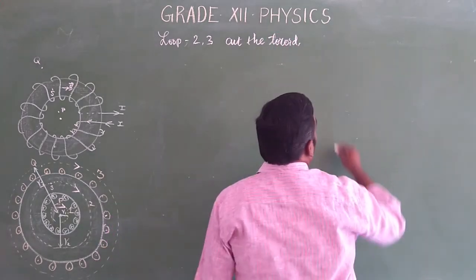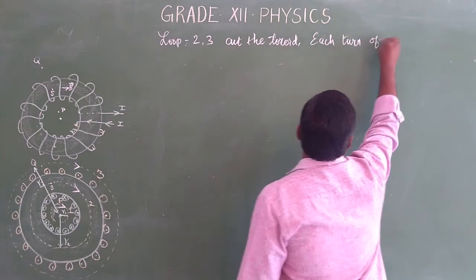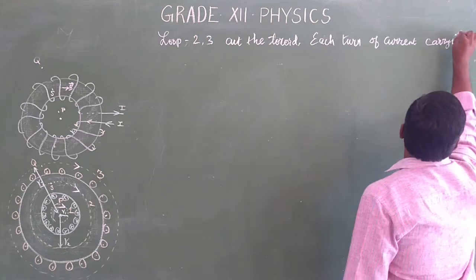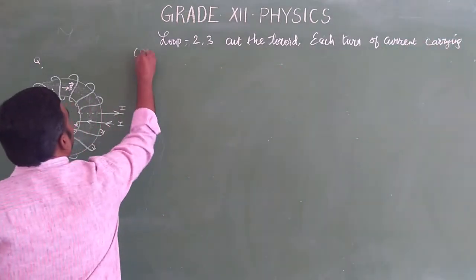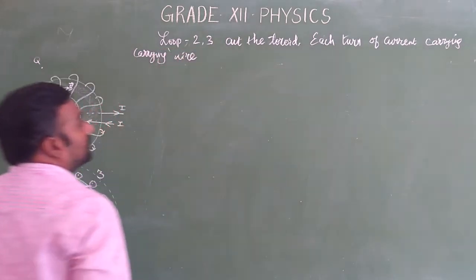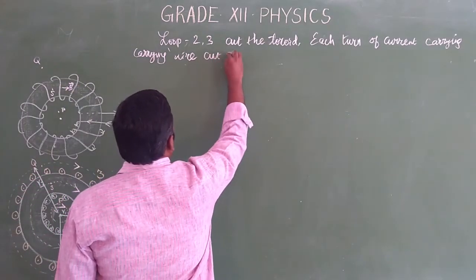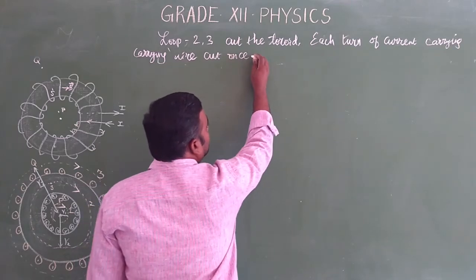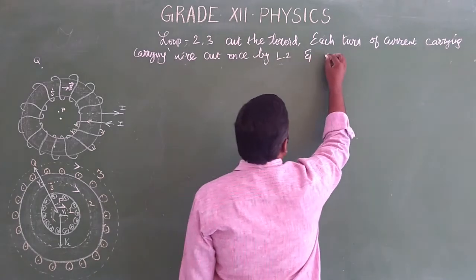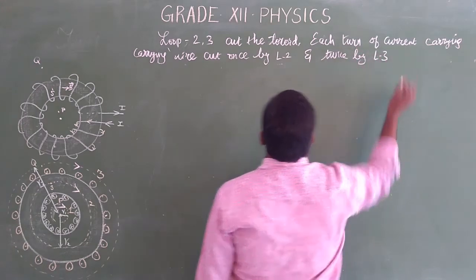Each turn of the current carrying wire is cut once by loop 2 and twice by loop 3. What is the meaning?